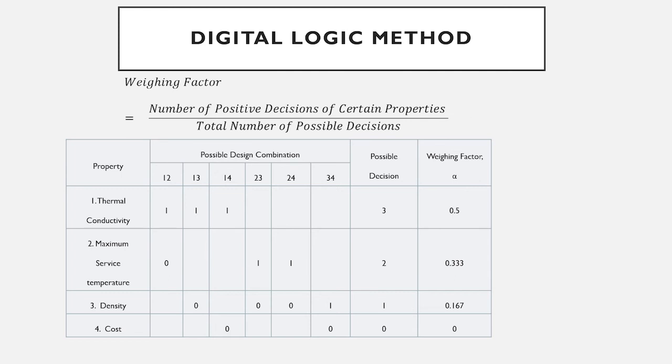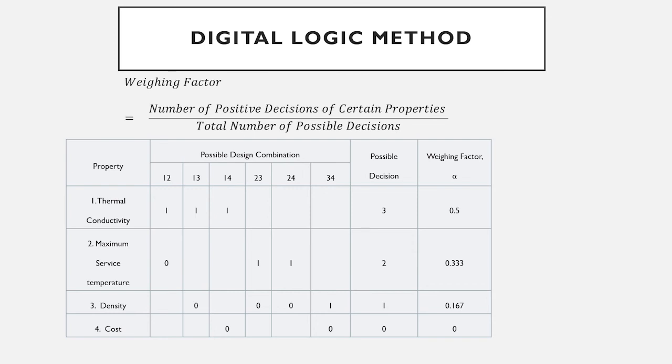Next, we calculate the weighing factor by using the digital logic method, where we compare each of the properties. For example, for 2 possible design combination, we compare property number 1, which is thermal conductivity, and property number 2, which is maximum service temperature. From here, we consider thermal conductivity more important than maximum service temperature. Since we have 4 properties, we get 6 possible design combinations.